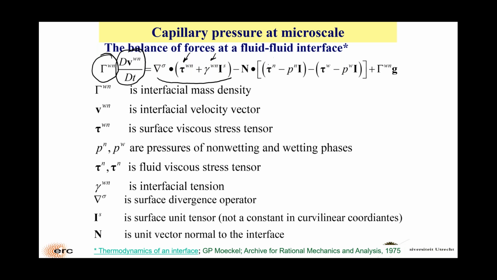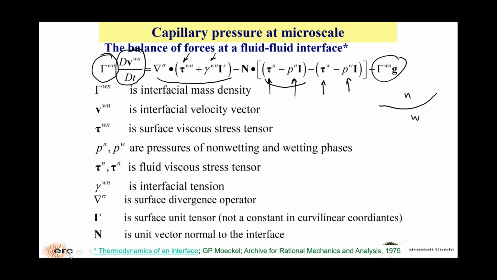These are the forces on the two sides of the interface from the two fluids. So this is the fluid on, say, the non-wetting side. So if you have an interface, this is the non-wetting side, this is the wetting side. This is the surface tension, the viscous stresses within the non-wetting phase, the pressure of the non-wetting phase, the viscous stress of the wetting phase, and the pressure of the wetting phase. And you can even have a gravity term for the interface. This is the general equation.